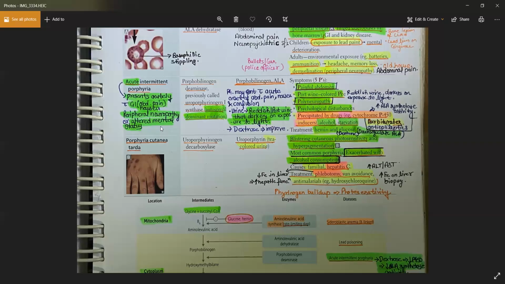Or you can also inject glucose in the patient, and after injecting glucose, symptoms will be resolved. That means the patient is having this enzyme deficiency. Is that okay?